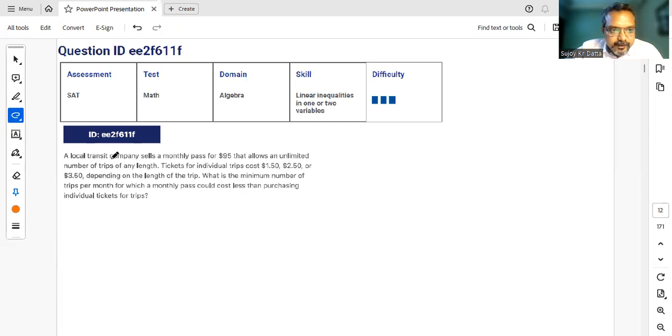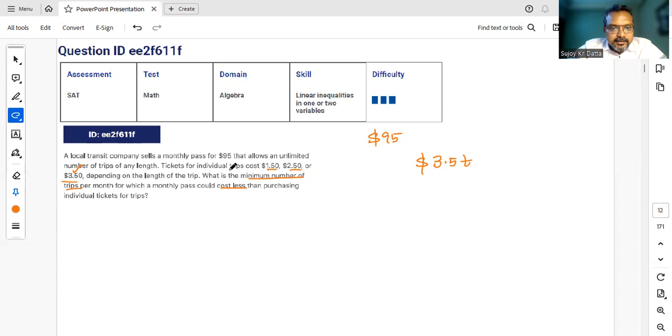So this one says a local transit company sells a monthly pass for $95 that allows an unlimited number of trips. Okay, so $95, fine. Tickets cost this, or this, depending on the length. What is the number of trips per month for which a monthly pass could cost less than purchasing individual trips? So purchasing individual trips will be the highest when you have the highest fare, so $3.50. Let's call the number of trips T. So if I have T trips, each of $3.50, that would be 3.5 T.